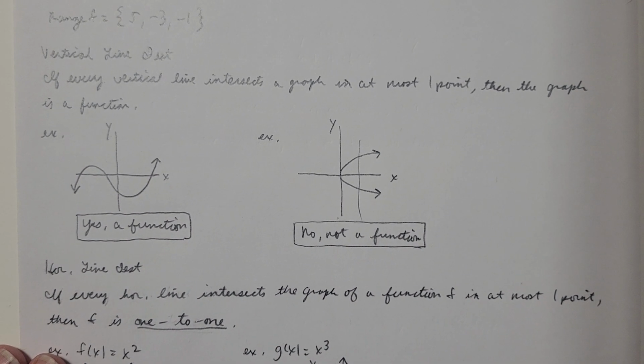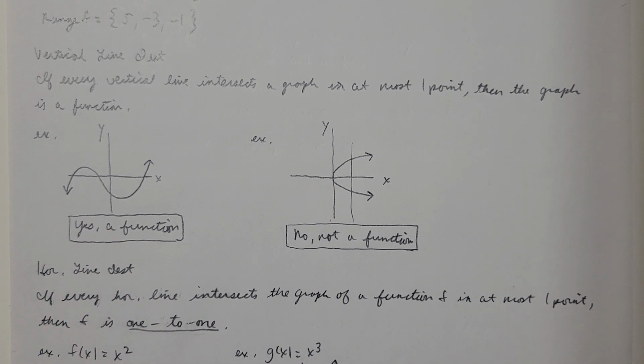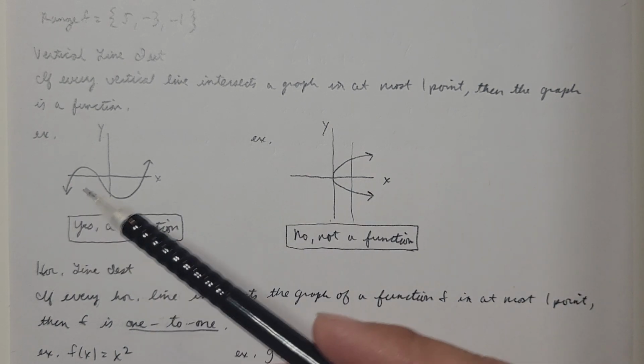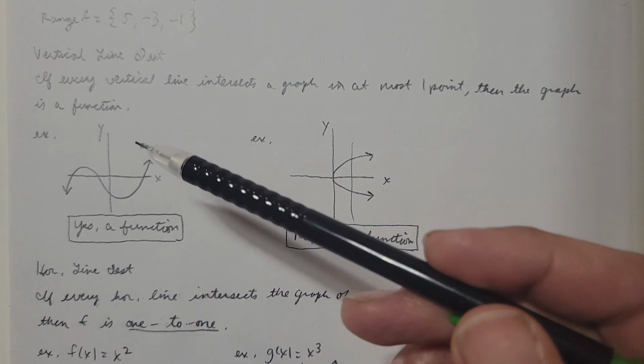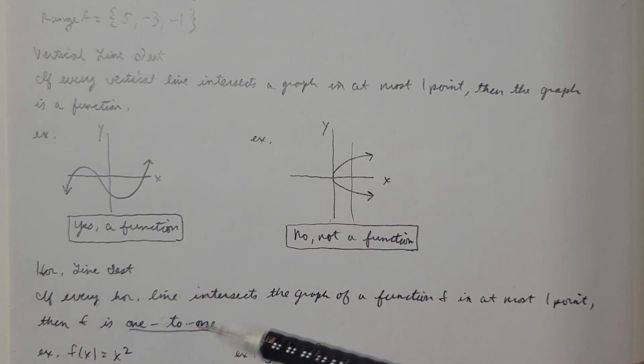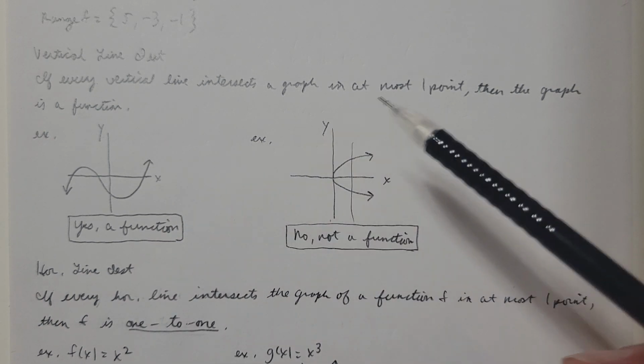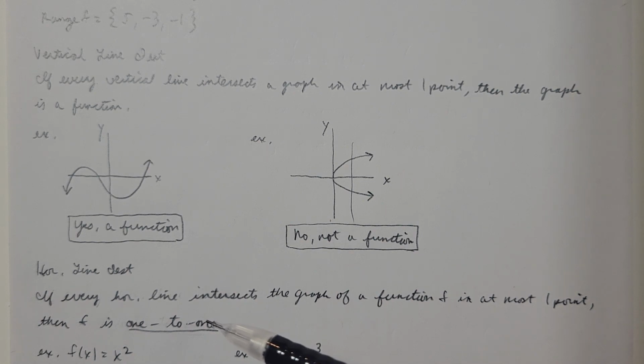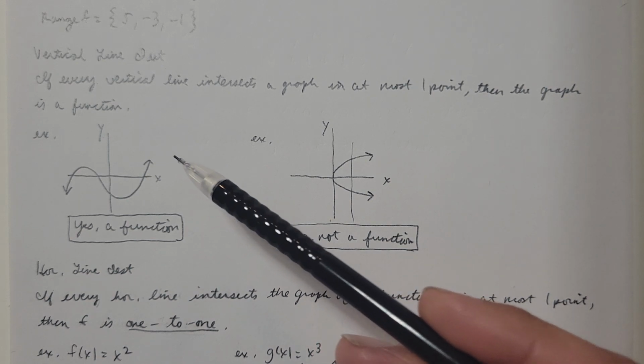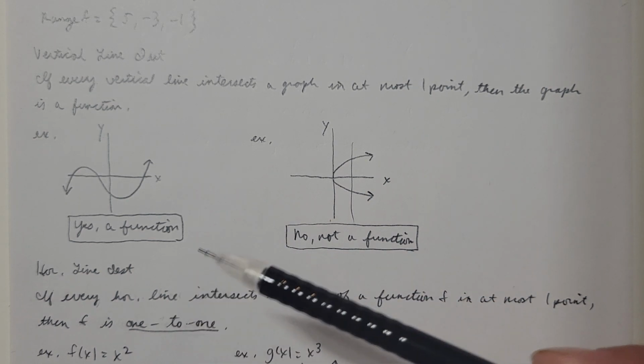The vertical line test is probably something you've heard of before. It says that if every vertical line intersects a graph in at most one point, then the graph is a function. Here's one example. I've got a curve, and if I draw a vertical line anywhere, it doesn't matter where, the vertical line is only going to intersect that curve in one point. So that would be a function. If I wanted to, I could call this f of x or g of x or whatever.